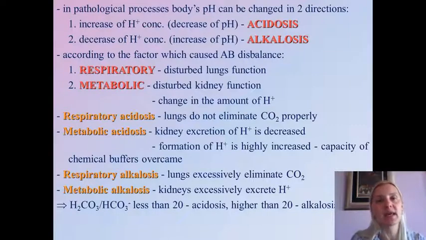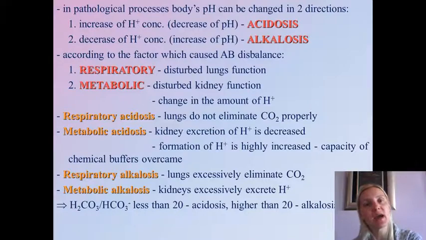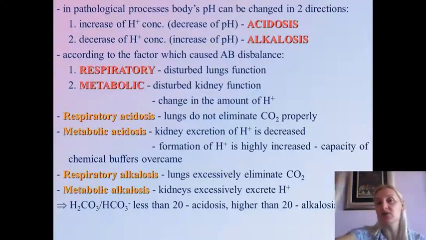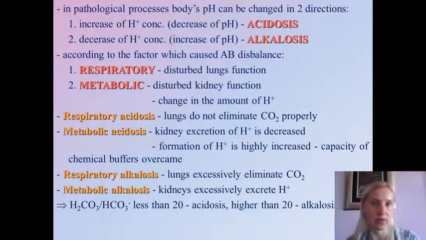Then we have metabolic acidosis, when kidney excretion of hydrogen ions is decreased, or the formation of hydrogen ions is highly increased, which overcomes the capacity of chemical buffers to neutralize this production. Then we have respiratory alkalosis, when lungs excessively eliminate carbon dioxide, thus increasing pH, or metabolic alkalosis, when kidneys excessively excrete hydrogen ions. In acidosis, the Henderson-Hasselbalch ratio is less than 20, and in alkalosis it's higher than 20.